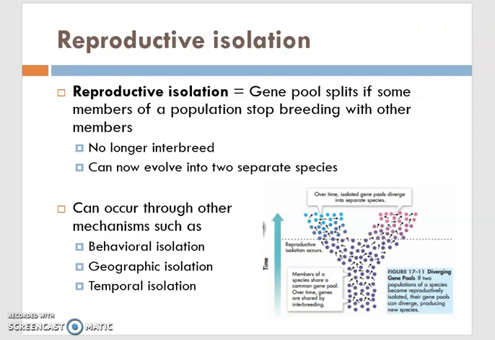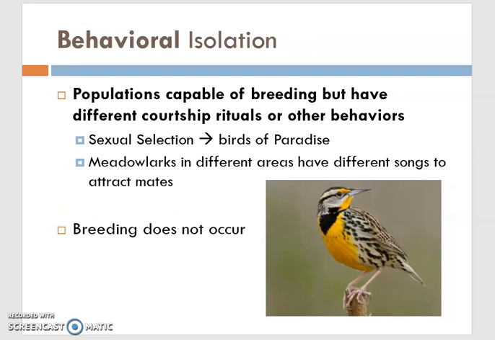Whenever we look at isolating mechanisms, we're really looking at divergent evolution, because the organisms are becoming more different from one another over time. So behavioral isolation specifically is looking at populations that are capable of breeding, but they have different courtship rituals. And so there's a sexual selection that occurs, and breeding doesn't happen because the mating songs or the mating dances don't match. If you look at these birds of paradise, they have some interesting courtship rituals. But if they don't match up, then even though they might be capable of breeding, they do not breed.